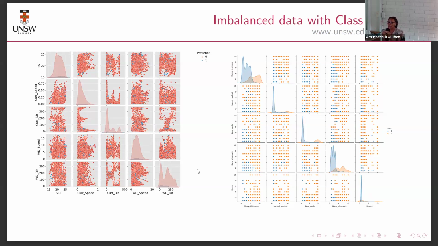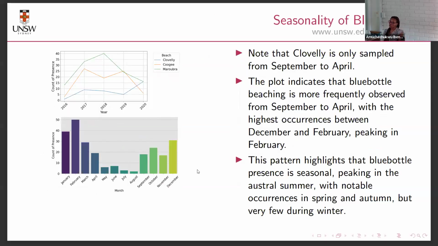What is this trying to tell us? That under the same condition, absence exists, and under that same condition, presence exists. And this is a very serious problem. So we are dealing in this data set with a problem of extreme class imbalance and a problem of class overlap. That is two cases identified.